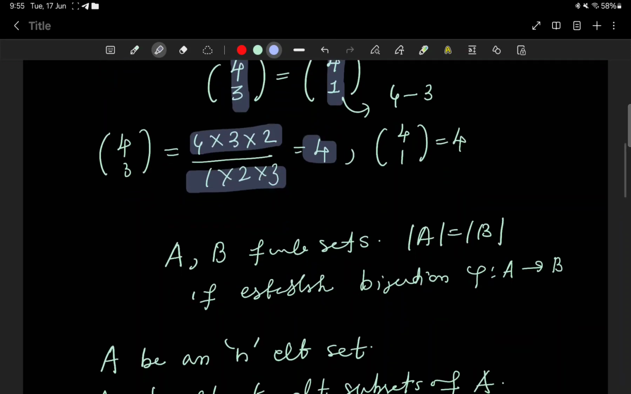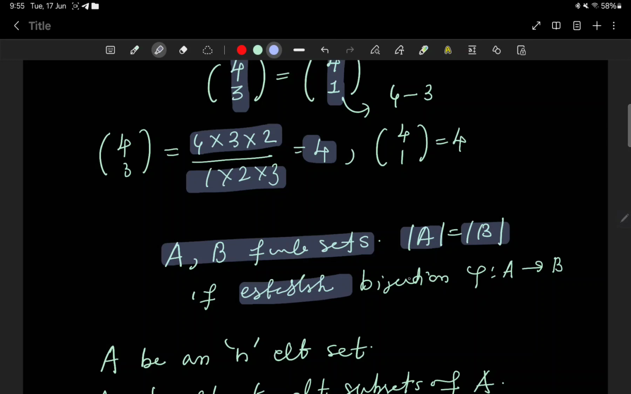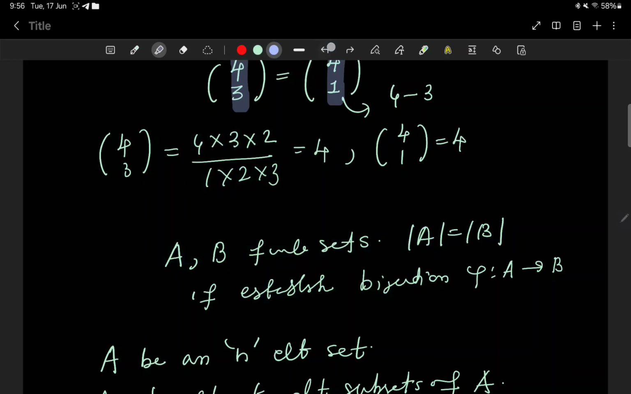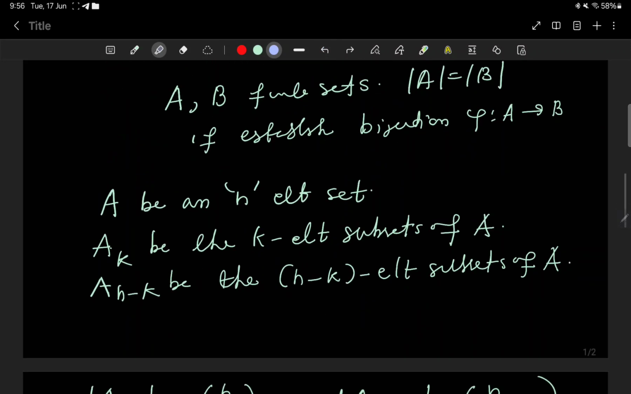So let's look at this: if A and B are finite sets, then we want to show the cardinality of A equals the cardinality of B. We can prove this if we can establish a bijection phi from A to B. If it is possible, we can say that they have the same cardinality, right? Bijection means one-one and onto, right?